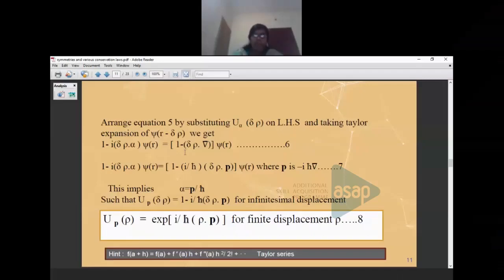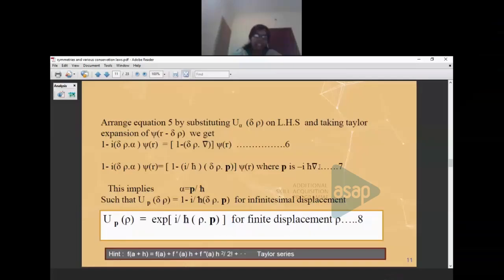Now this del again is interesting because of the momentum operator. So once again, let us write it down: 1 − iδρ·α ψ(r). P is −iħ∇. Or generally we remember P as P equals ħ/i d/dx, in a single dimension. So now you substitute for ∇ by P.